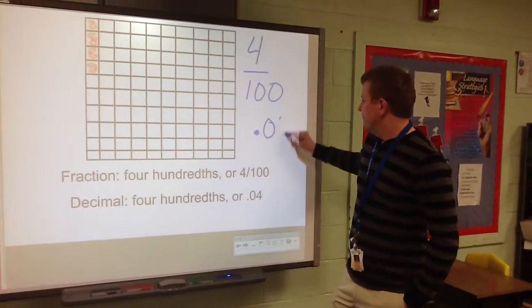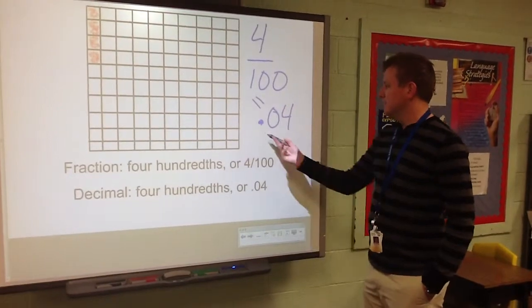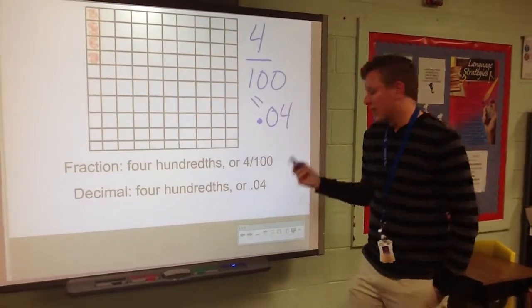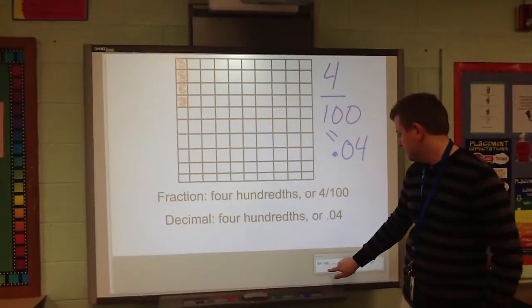So 0 tenths and 4 in the hundredths place. 4 hundredths is the same as 4 hundredths. Okay? It's the same thing. Let's look at another one.